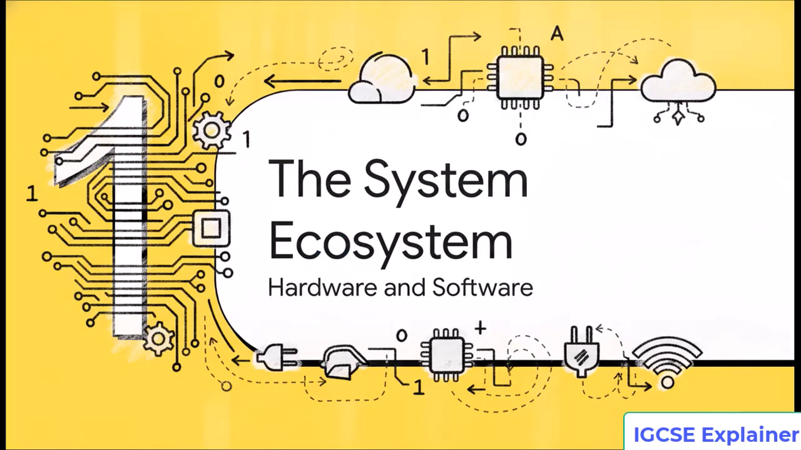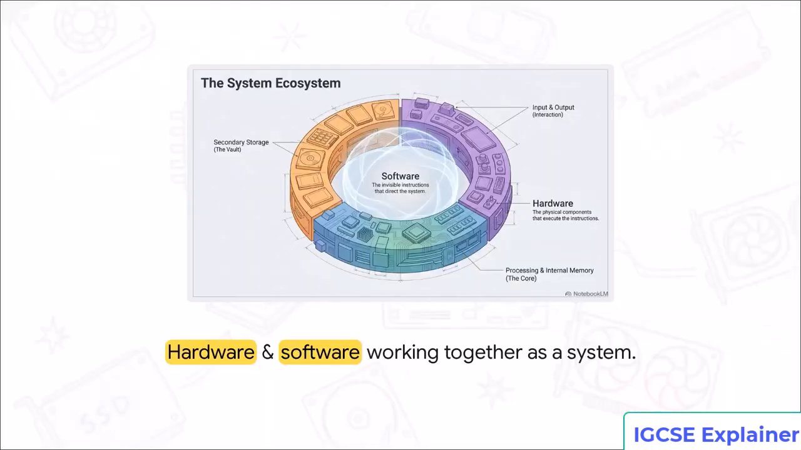Section 1. The system ecosystem. Hardware and software. So when you look at a computer, what you're really seeing is this incredibly beautiful partnership. On the outside, you've got the hardware, right? The physical components you can actually touch that execute the instructions. But wrapping around the core of this entire ecosystem is the software. These are the invisible instructions that direct the whole system. Because without software, the hardware is just a heavy box of inert metal and plastic.